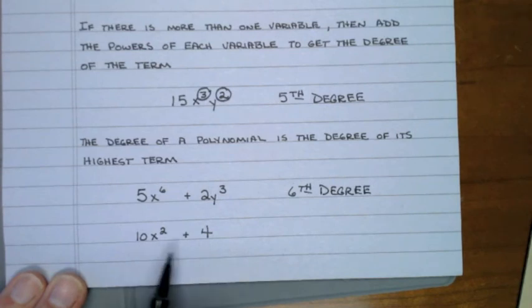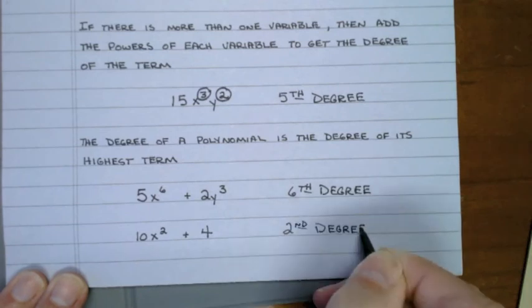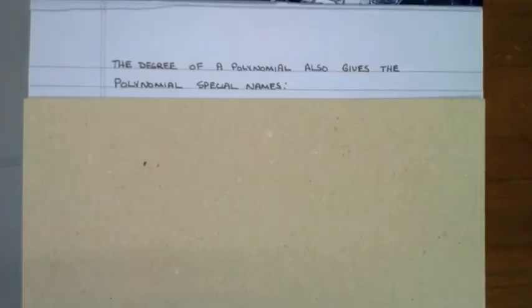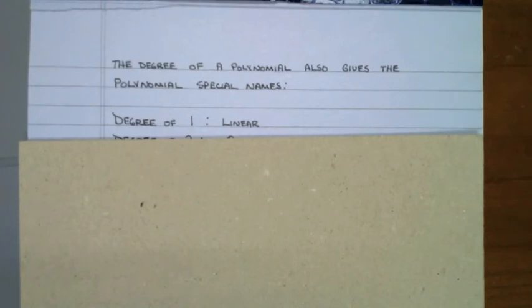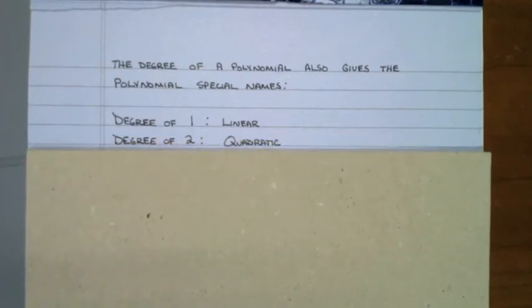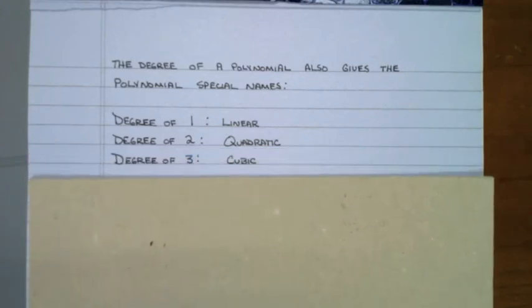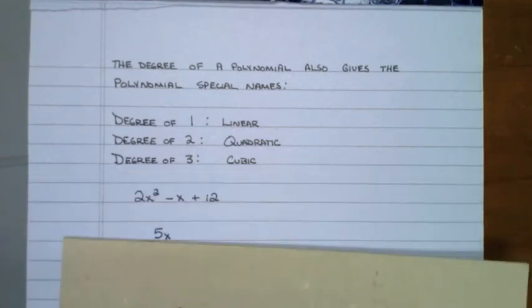What's the degree of this polynomial? I would look for the highest exponent, which is right here, second degree. The degree of the polynomial also gives it other special names. If it has a degree of 1, it's linear. A degree of 2, it's a quadratic. And a degree of 3, it's cubic. These words kind of give you an idea of what kind of graph it may look like or other properties about the polynomial. Now we'll look at these examples and figure out whether they're linear, cubic, or quadratic.